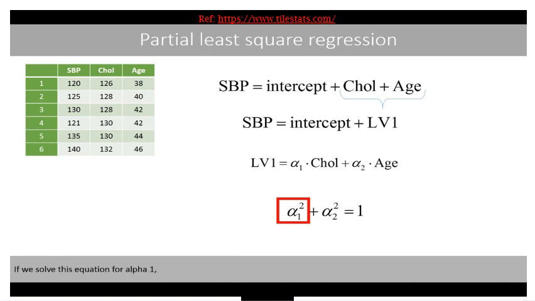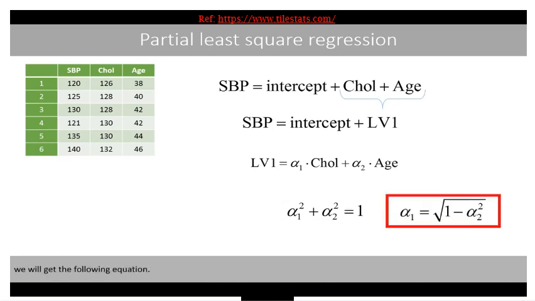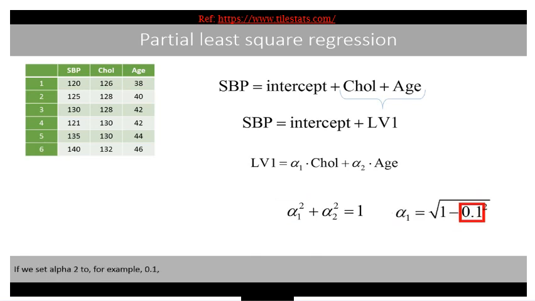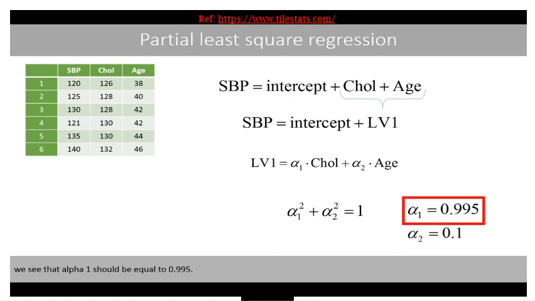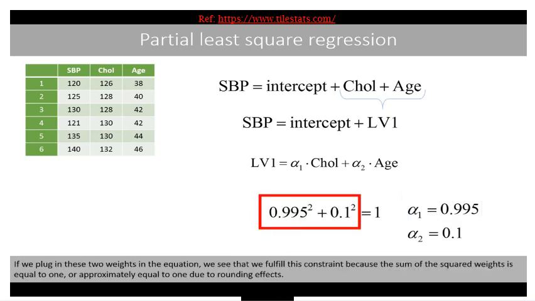If we solve this equation for alpha 1, we'll get the following equation. If we set alpha 2 to, for example, 0.1, we see that alpha 1 should be equal to 0.995. If we plug in these two weights in the equation, we see that we fulfill this constraint because the sum of the squared weights is equal to 1, or approximately equal to 1 due to rounding effects.